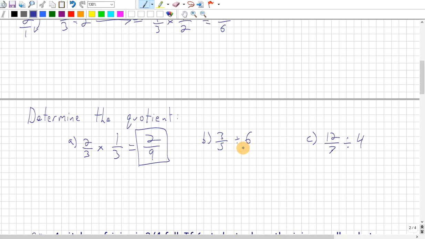Let's go again. 3/5 divided by 6. Write it over 1 first of all, 6 over 1. Flip that second fraction, so it becomes 1 over 6. Change that division to a multiplication.